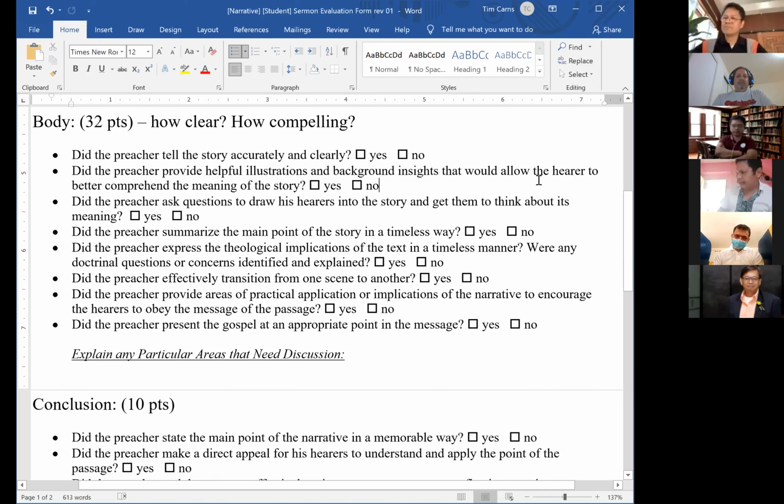All right. And then I already mentioned this: did the preacher ask questions to draw his hearers into the story? I think those can be very effective. You don't have to ask a lot of questions, just a couple. Like, why did this person do that? Or why do you think the narrator mentioned this? That's kind of odd. Or why did this character make that statement? That was kind of strange.